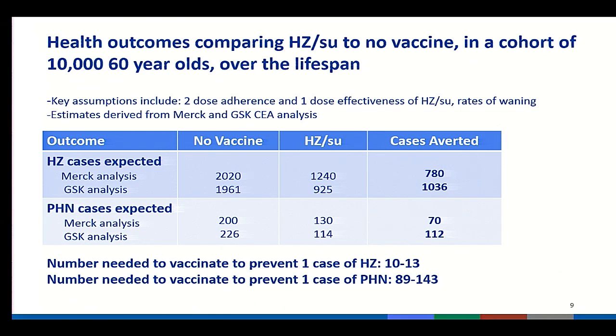Thus, the difference between the unvaccinated and the vaccinated cohorts, or in other words, the expected herpes zoster cases prevented over the lifespan through subunit vaccination, ranges between 780 and 1,036, and the expected number of PHN cases prevented ranges from 70 to 112. Therefore, over the lifespan, the number needed to vaccinate to prevent one case of herpes zoster is approximately 10 to 13, and the number needed to vaccinate to prevent one case of PHN is 89 to 142.